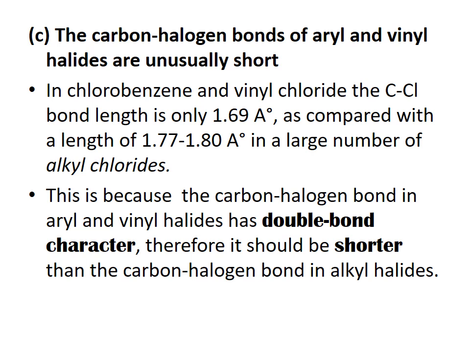The third point says about the bond length. The carbon halogen bonds of aryl and vinyl halides are unusually short. In chlorobenzene and vinyl chloride, the carbon chlorine bond length is only 1.69 angstrom, and in alkyl halides it is 1.77 to 1.80 angstrom. This is because the carbon halogen bond in aryl and vinyl halides has double bond character. So it is a shorter bond, and in alkyl halides it is a single bond.